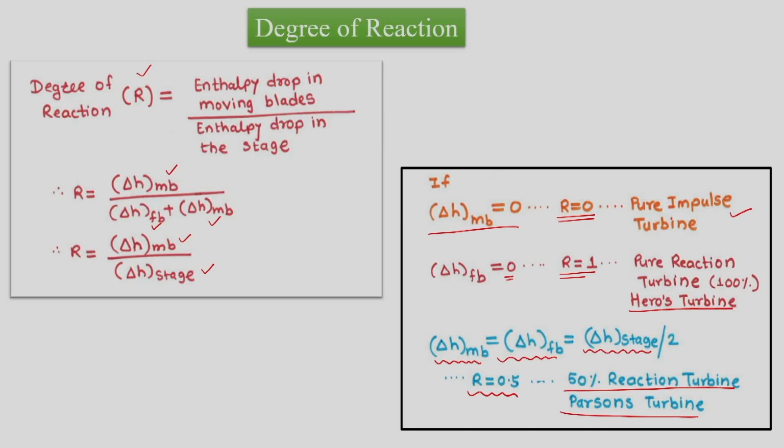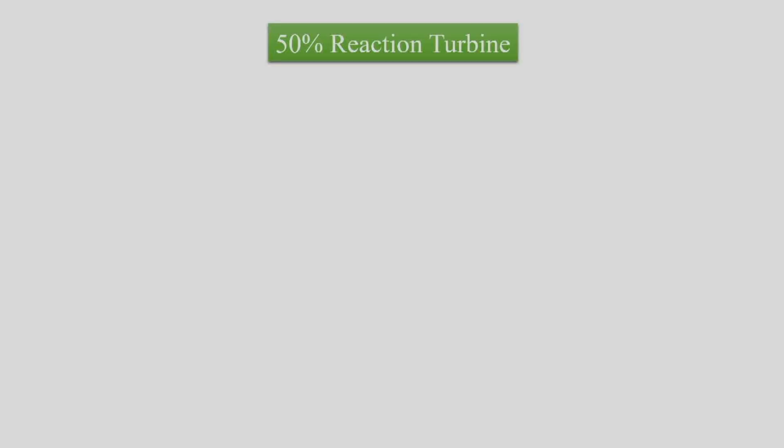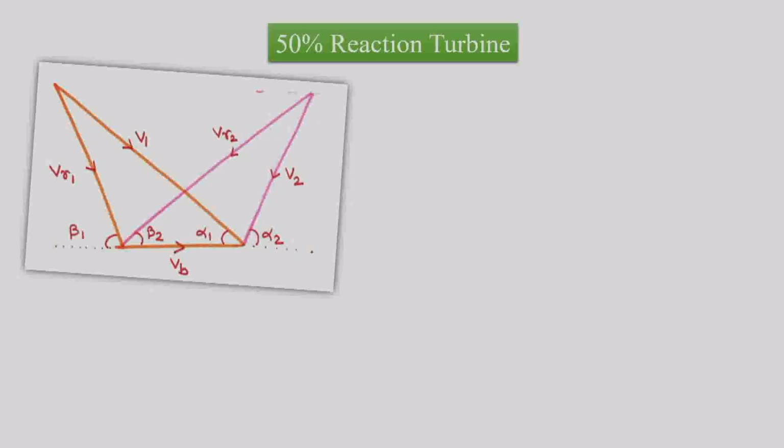So we have one governing parameter, or one performance parameter, of the turbine which should be known to us, and that is the degree of reaction, which basically tells us the percentage enthalpy drop in the moving blade out of the total enthalpy drop in a stage. Now we will move to the particular case of the 50% reaction turbine, where we will draw the velocity triangle.